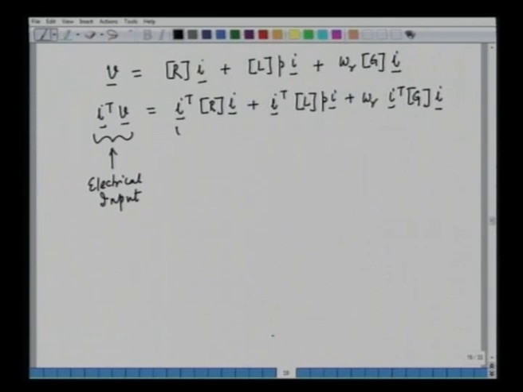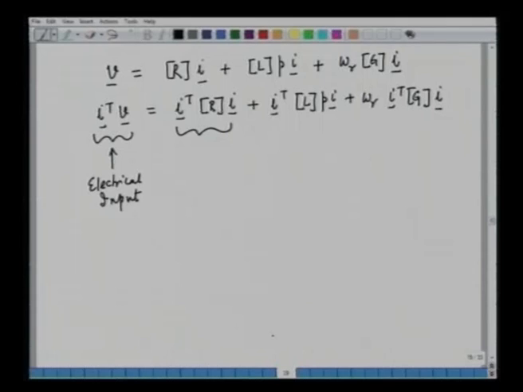The second part, which is i transpose R i, represents the system loss, basically the i square R loss of the system. We know that the Kron primitive machine model has 4 windings: one winding in the D axis stator, one winding in the D axis rotor, one winding in the Q axis stator, and one winding in the Q axis rotor. And this term, i transpose R i, represents the i square R loss of the machine.